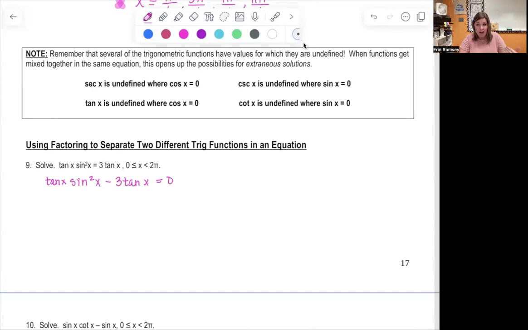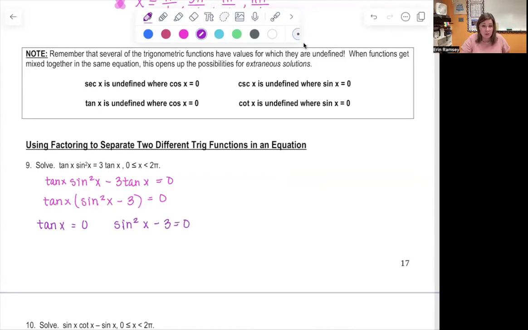Then I see that they both have a tangent of x, so I'm going to factor it out. Tangent of x times sine squared of x minus 3 equals 0. Now there's a couple of weird things that happen with this one, so pay attention to what we're doing here. Now that I have it factored and the two trig functions are in their own factors, I can set each factor equal to 0 to be able to solve this. So my solutions are going to come from either where tangent of x is equal to 0 or where sine squared of x minus 3 is equal to 0.